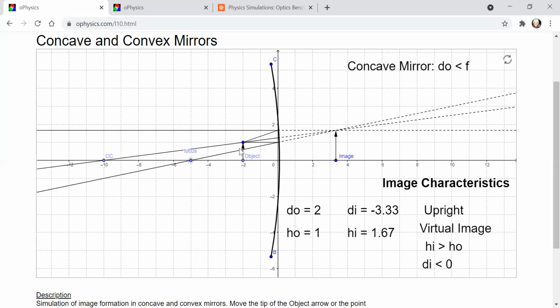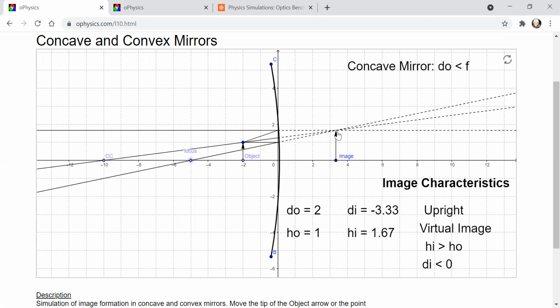Where is my image forming? On the opposite side of the mirror. It looks like my image is forming back here. Your brain perceives light to travel in a straight line, so your brain is tricked into thinking that all of these reflected rays are intersecting back here behind the mirror. So it looks like you're going to have a virtual image.